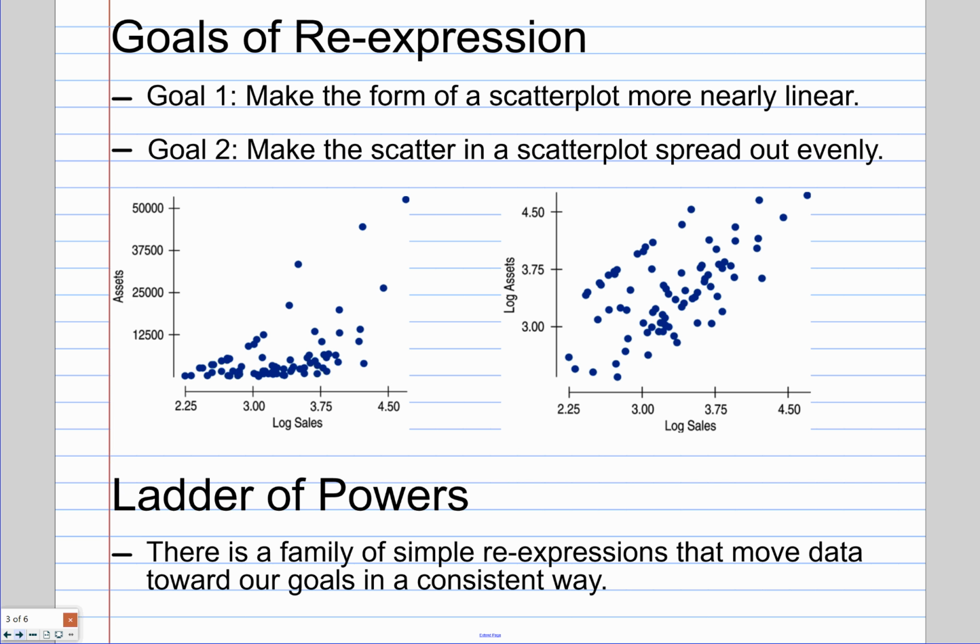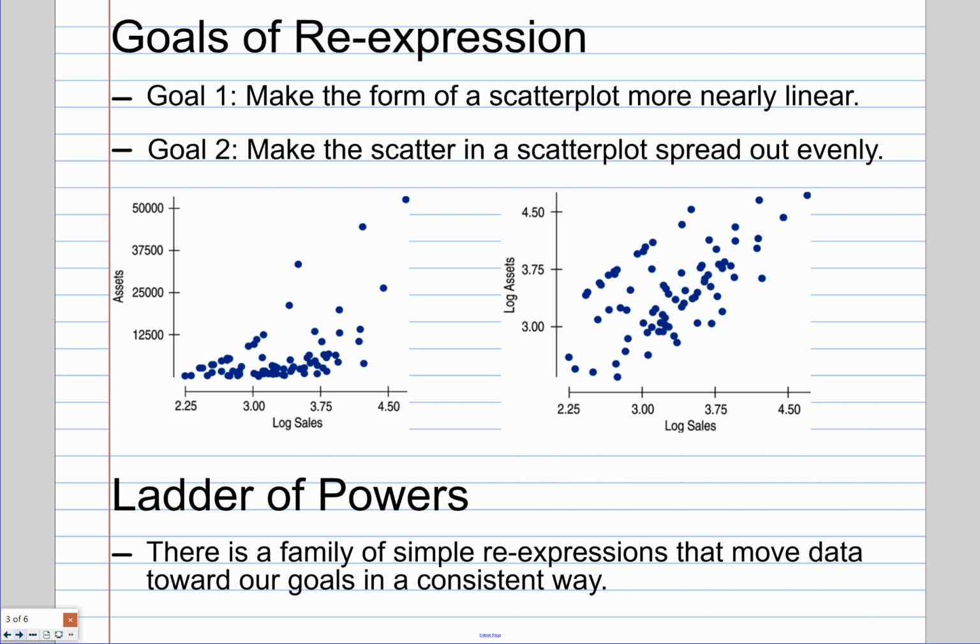So here are the two goals for re-expression. These are the two goals. Either you're trying to make the scatter plot look more linear, or you're trying to make the spread in this scatter plot more even.